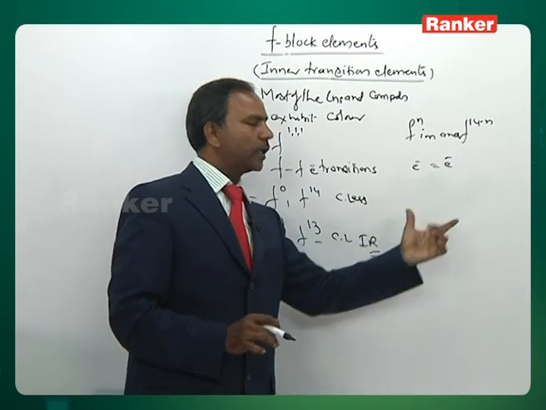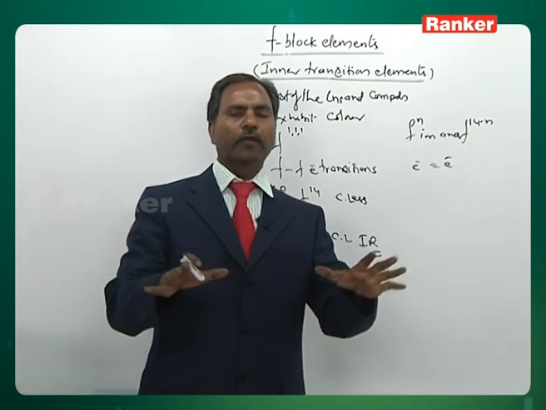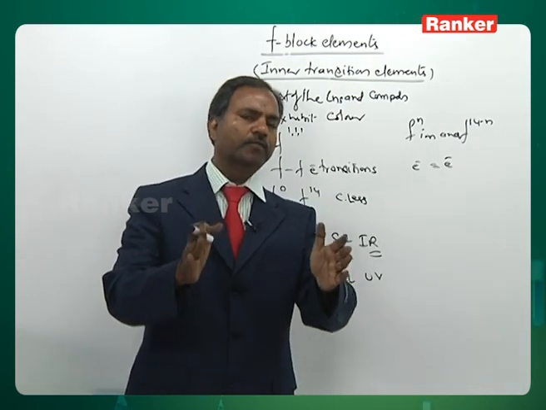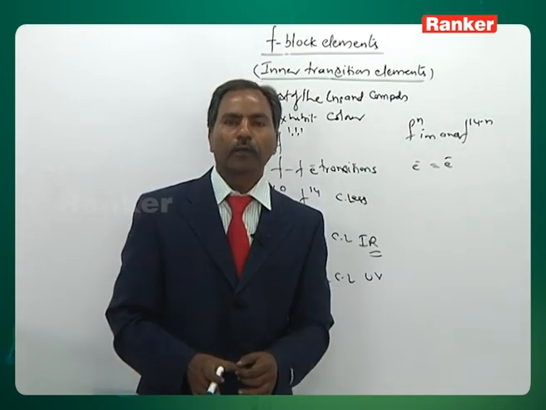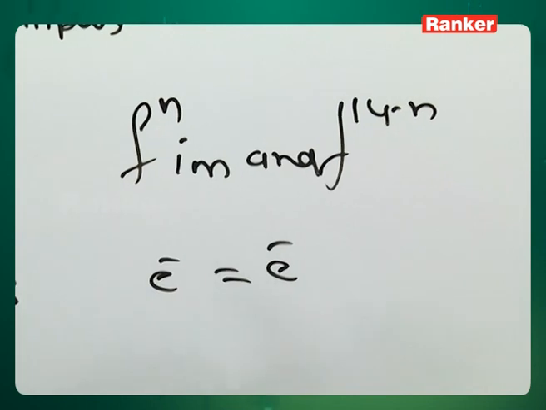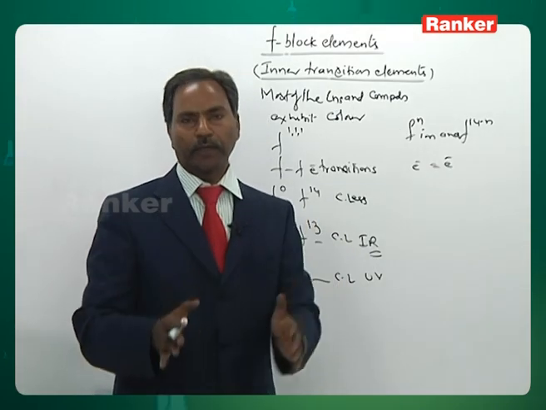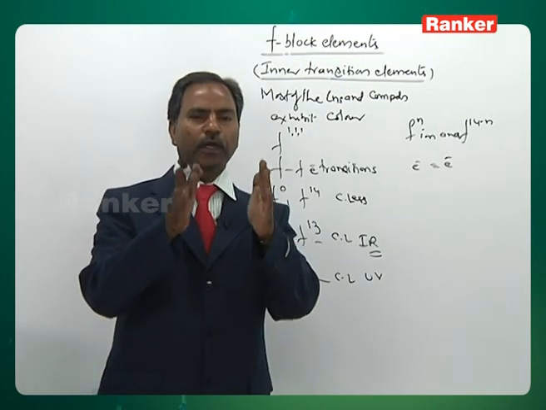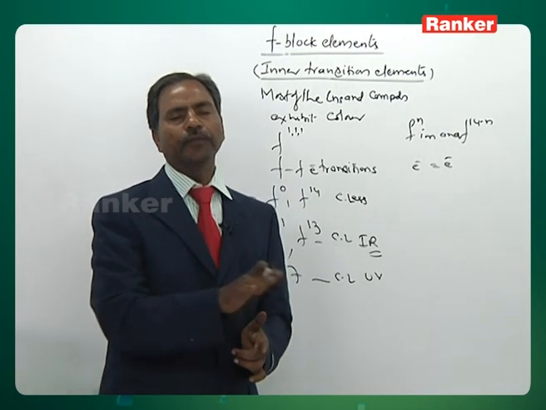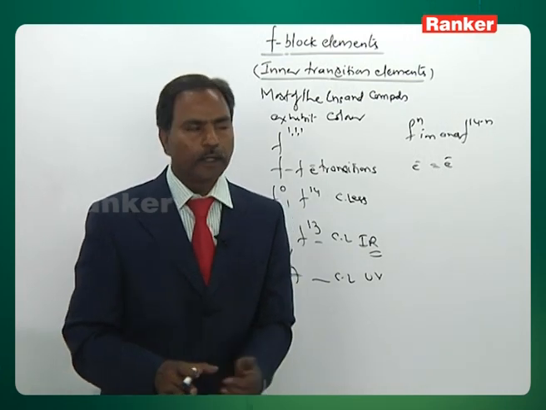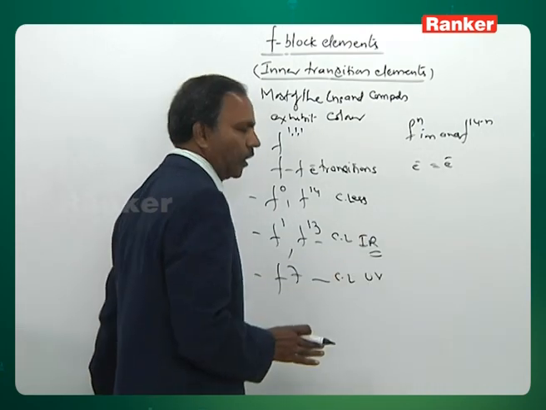Now let me show you a table here. All the 14 lanthanides we can make into 7 pairs. All these 7 pairs carry the same number of unpaired electrons, and their color is also found to be more or less identical. Once the unpaired electrons are the same, their color is also found to be identical. I will show a table carrying these 7 pairs of lanthanides.